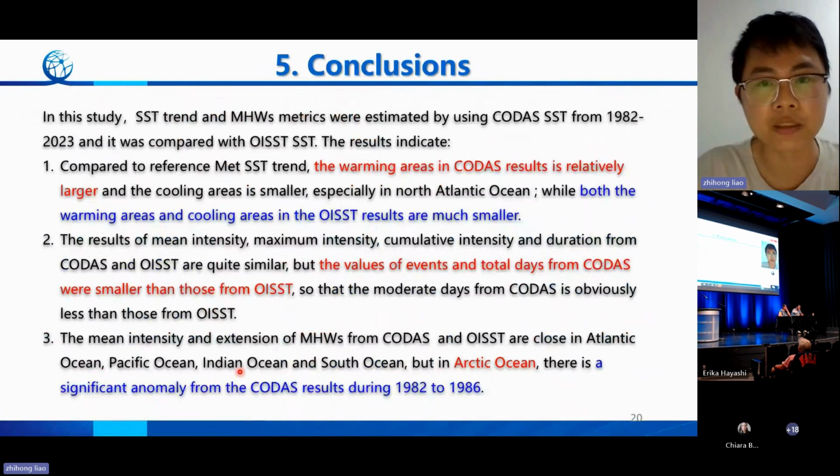These are the conclusions. In our study, the sea surface temperature trends and the metrics are estimated by CODAS from 1982 to 2023, and compared with OST. The results indicate that compared to the mid-officio trends, the warming errors in CODAS results are relatively larger, and the cooling errors are smaller, especially in the Atlantic Ocean, while both the warming errors and cooling errors in the OST results are much smaller.